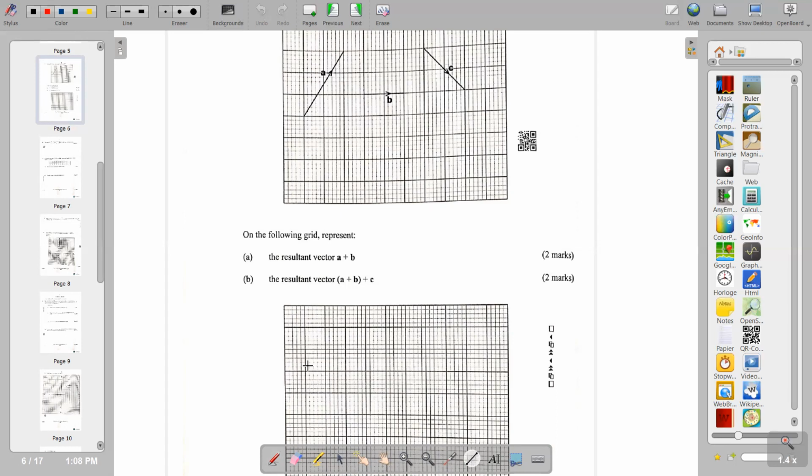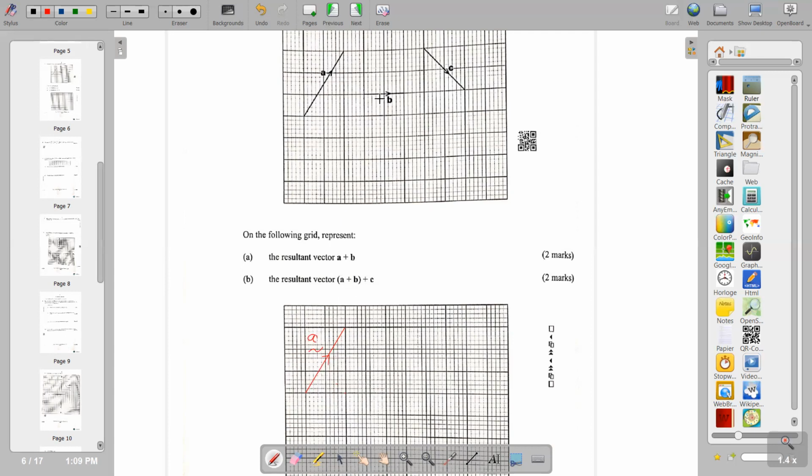My graph is not visible. So you have 2 units to the right and 3 units up: 1, 2, 3. So that is our vector A. And you must show it with an arrow. So that is vector A, in vector notation.